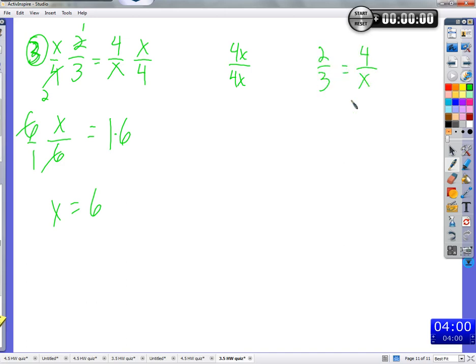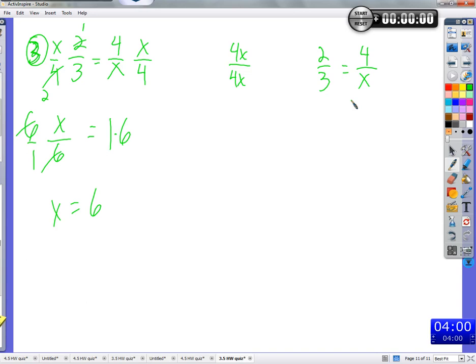Could we do something differently? Yes. Do we have to multiply by x over 4? No. What can we do instead? The thing that we really don't like about this is that x is in the denominator. We just like to handle that issue. If we don't like something that's in the denominator, how can we cancel it out?